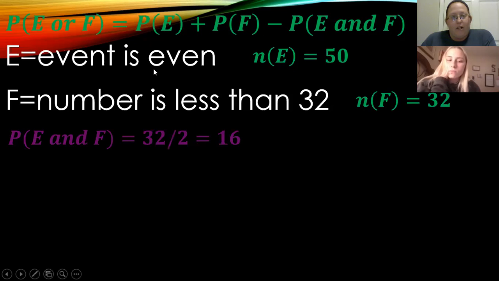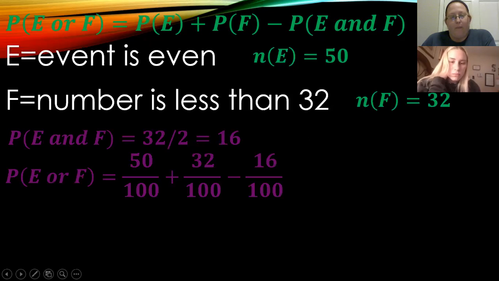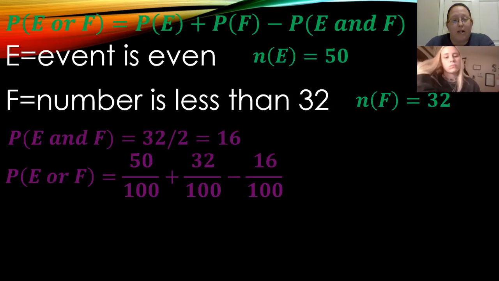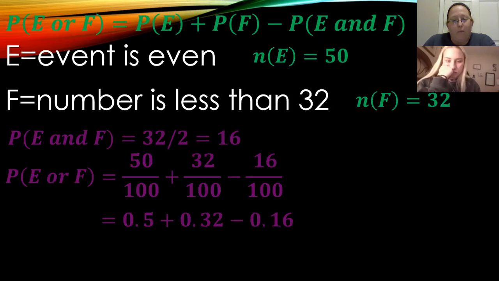You'll just plug those numbers into the equation. So P(E) and P(E and F) are going to be 32 divided by 2, which equals 16. And then you're going to plug those into the equation. Here you have them all in fractions, but it makes it a whole lot easier if you go ahead and make these fractions into decimals. And so you have 0.5 plus 0.32 minus 0.16. And your answer for the probability of E or F is going to be 0.66.